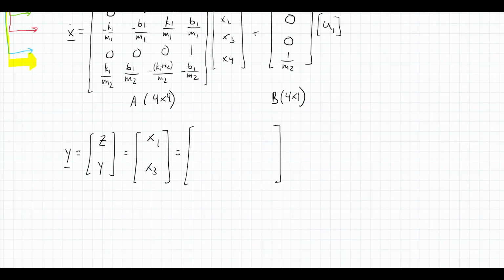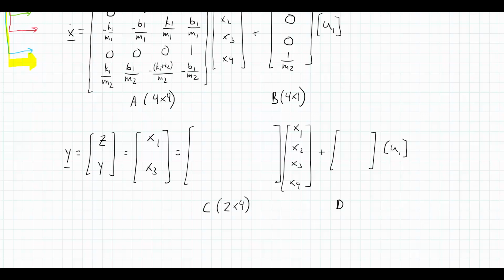Equals my C matrix times my X vector, plus my D matrix. So this will be C, this will be D, and this is times U1. C is going to be the number of observables, 2, by the number of state variables, 4. D will be my number of observables by my number of inputs, 1.